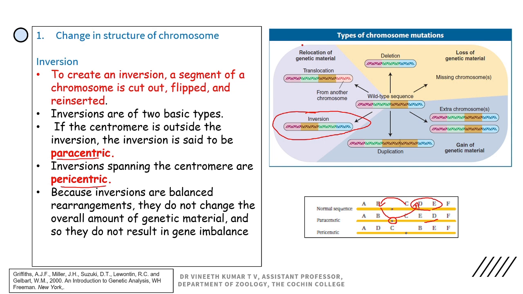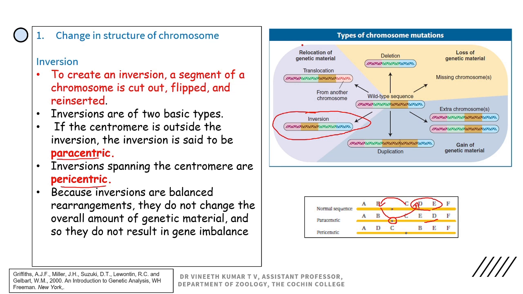In any arm, inversion can occur. If it is localized to any one of the arms, it is called paracentric. And if it involves the centromere, the inversion will involve both arms of the chromosome, and in such cases it is called pericentric inversion. So you have two types of inversion, depending upon whether it is restricted to one arm or whether it spans both arms.